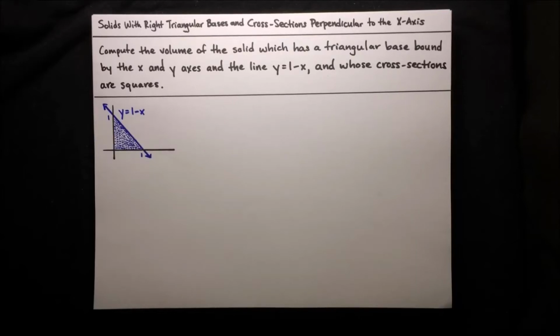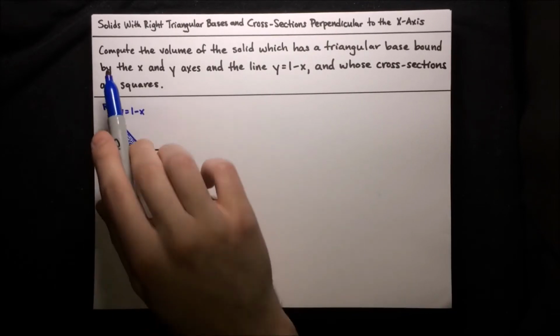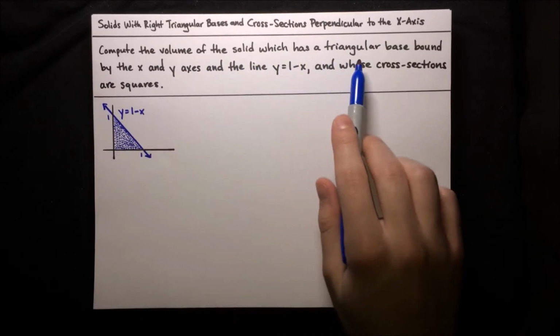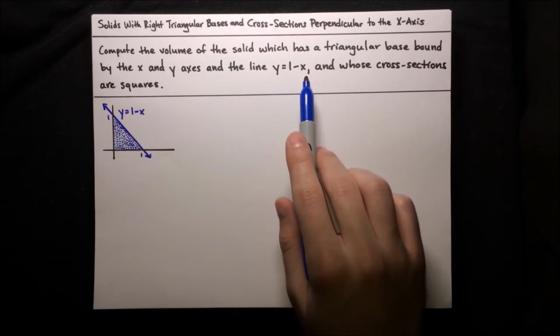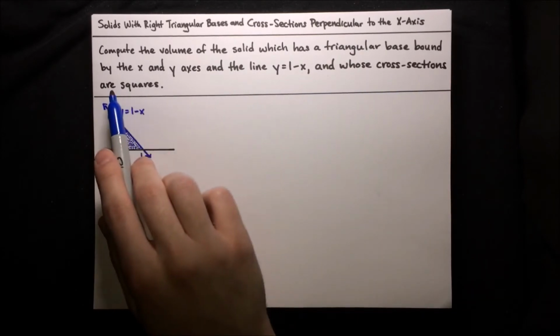In this video, I'm going to show you how to compute the volume of solids with right triangular bases and cross-sections perpendicular to the x-axis. So here, let's start off with an example. Compute the volume of the solid which has a triangular base bound by the x and y axes and the line y equals 1 minus x, and whose cross-sections are squares.